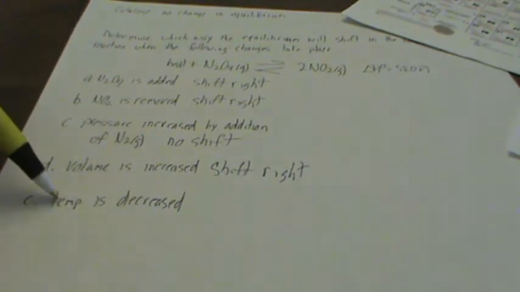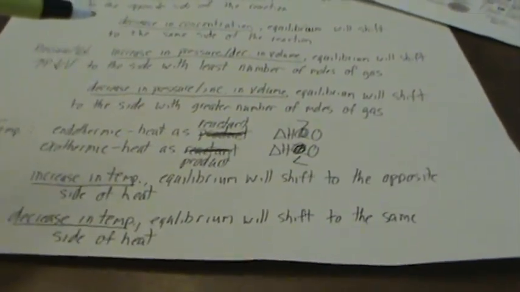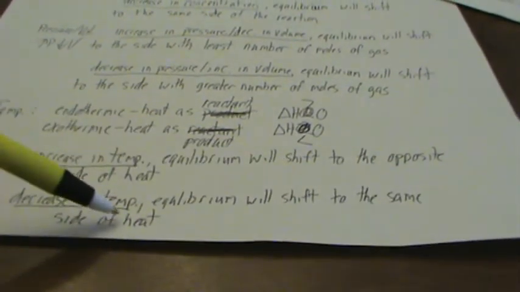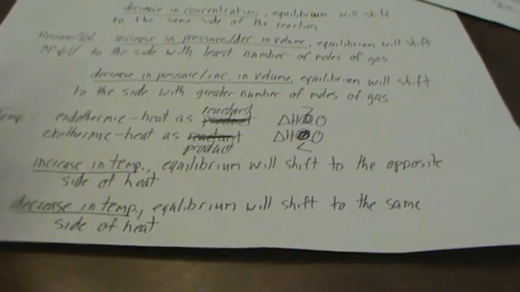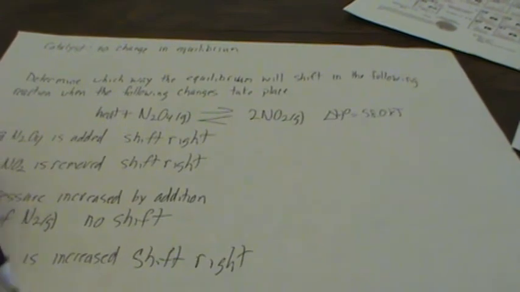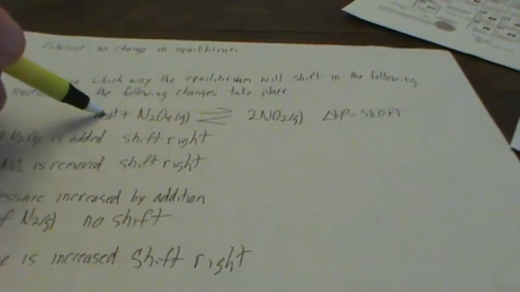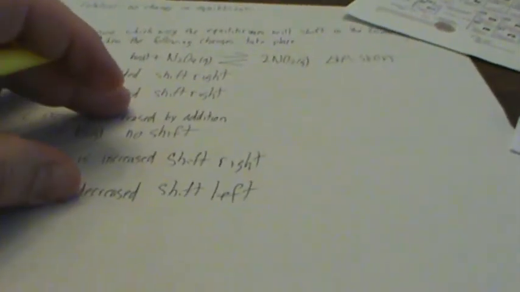Okay, now our last one. Temperature is decreased. Okay, so if we look back at what we talked about with temperature, equilibrium will shift to the same side of heat. Well, now we need to figure out, is it exothermic or endothermic? When we said that our change in enthalpy was a positive 58 kilojoules, we said that heat was on the left-hand side. So if temperature is decreased, it will shift to the same side as heat. So this would be a shift to the left.